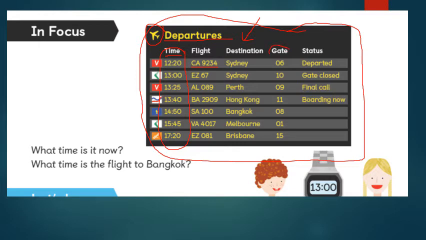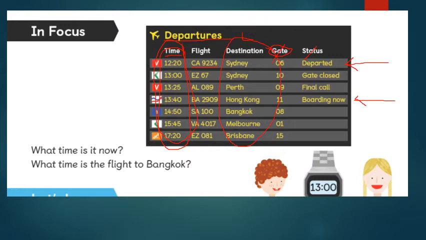The gate, again, that's just where you go to get onto your plane, so you don't need to worry about that, and you don't need to worry too much about the status. It's just telling you whether the flight has gone or whether you can get on. The ones we're going to concentrate on are the times, and we're going to look at the destination here. So your question this morning, your in-focus task is, what time is it now?